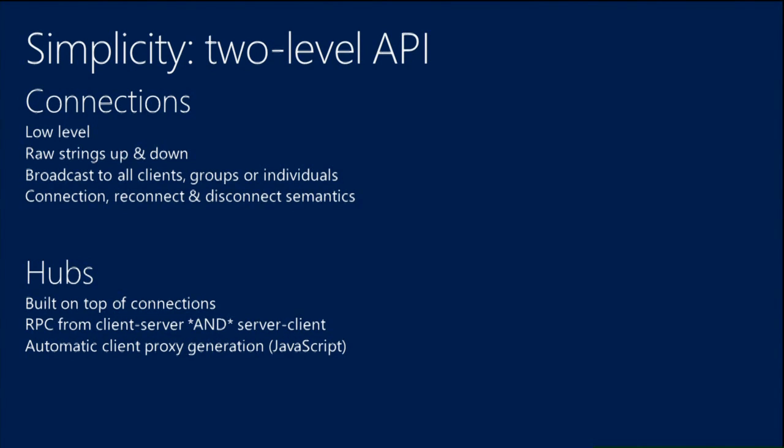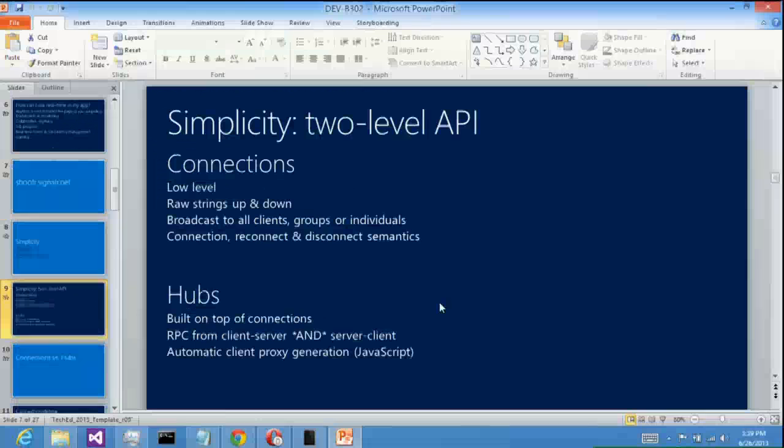Connections support a broader range of APIs where you can broadcast to all clients, groups, or individuals. You can think of chat rooms where you can join different groups in a chat application. We have that feature in SignalR as well. And there are a lot of connect, disconnect, and reconnect scenarios which connections enable as well. So let me show you an application that we can build using connections, and then compare the difference between using a connection versus hubs.